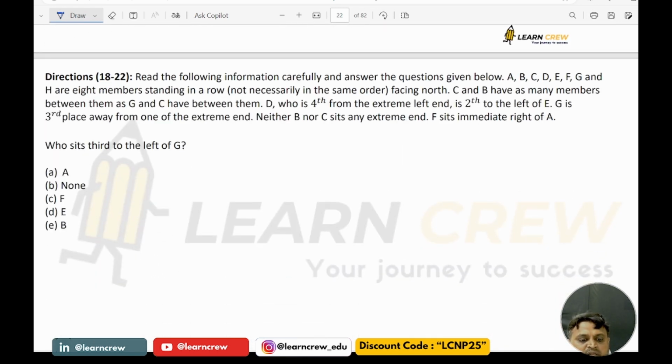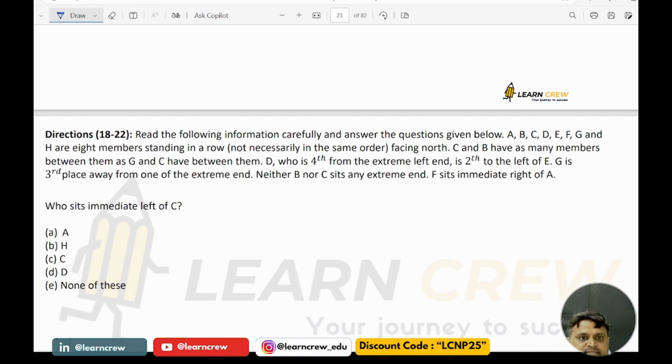Who sits third to the left of G? None. Because G is third from left. So third to the left of G, there will be none. So option E, I think. No, option B. None means B here. Next.